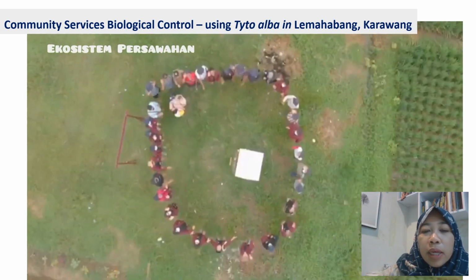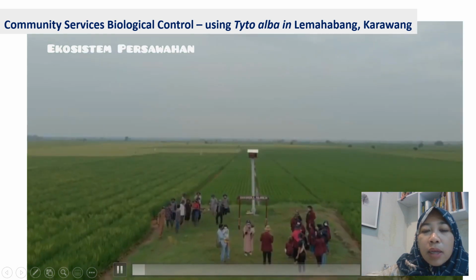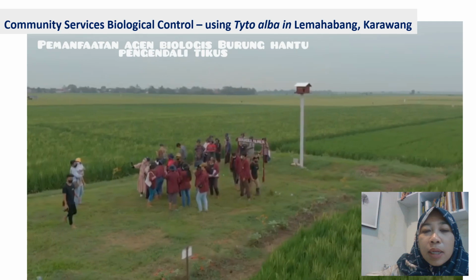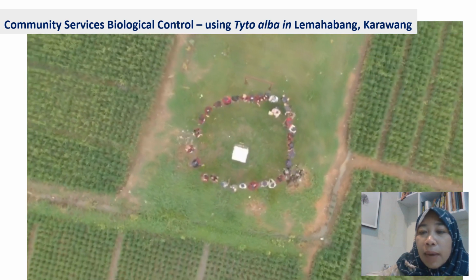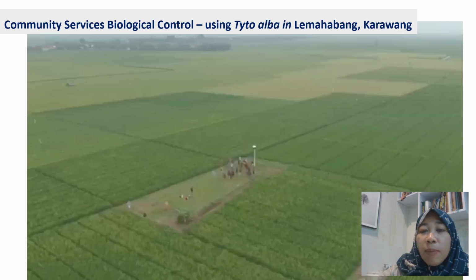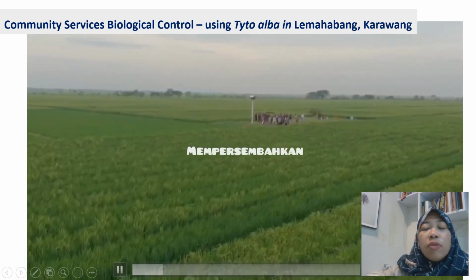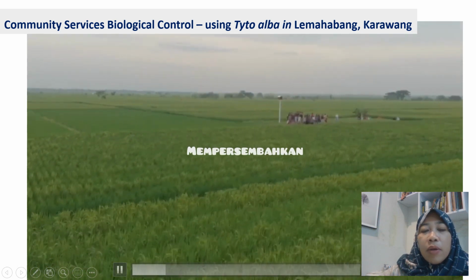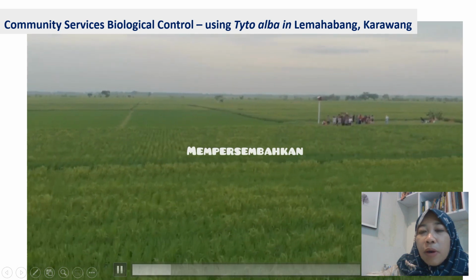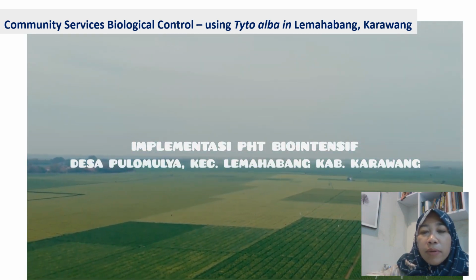I work with the students and with the farmers in KKN, skema kuliah kerja nyata. So we help farmers to control the rat using Tito alba. We only built this nest. This nest is about 4 to 5 meters from the ground.